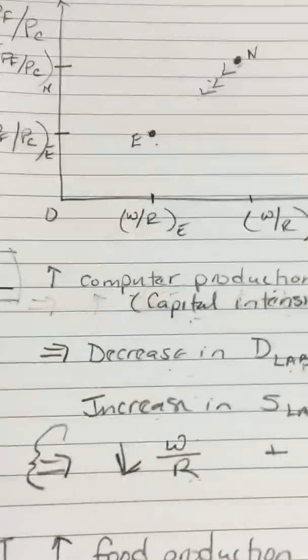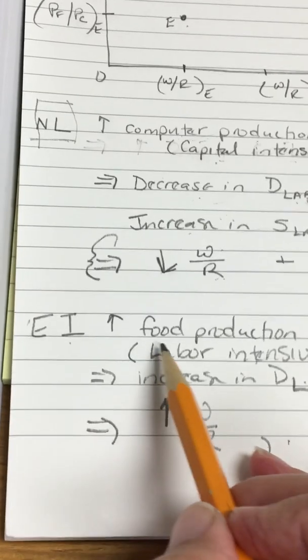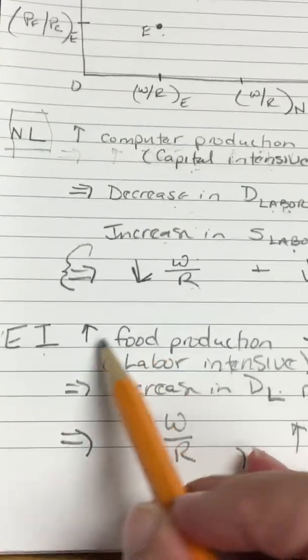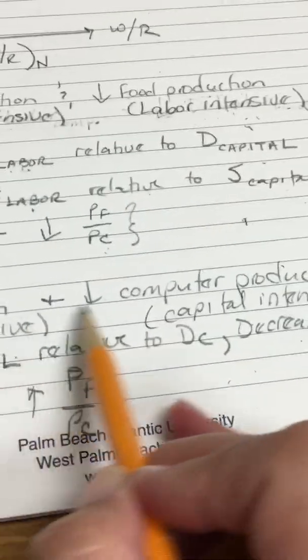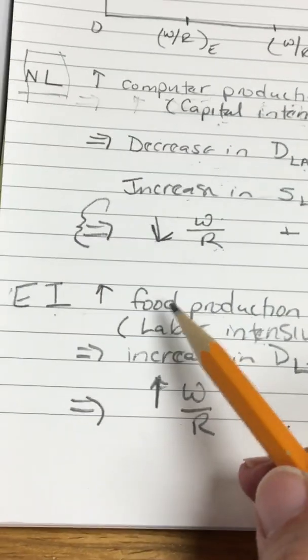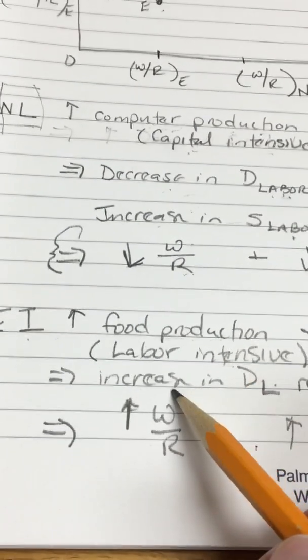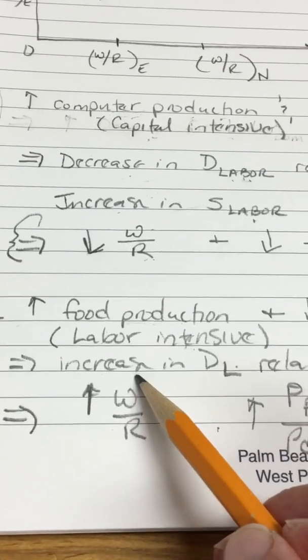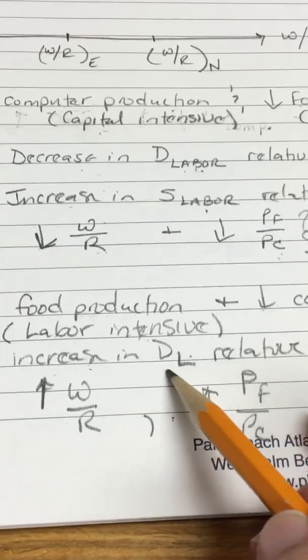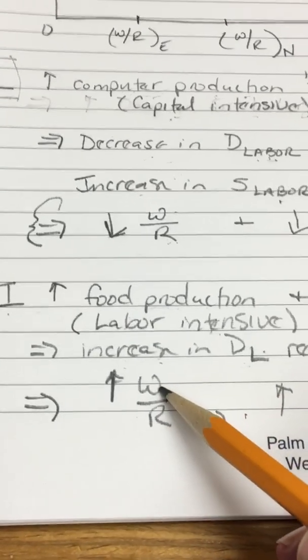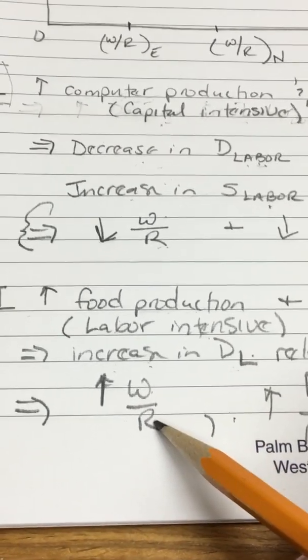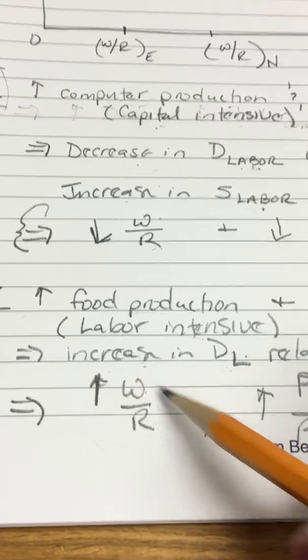Now we're going to do the same thing with Eastland. We said they're going to really focus on food production. So that's going to be an increase in the production of food, which is a labor-intensive good. There's going to be a decrease in the production of computers, which is a capital-intensive good. So if there's an increase in food production, there's going to be an increase in the demand for whatever input is used to produce food. In this case, it's labor. So we're going to get an increase in the demand for labor relative to the demand for capital. That's going to push up wage rates and at the same time push down rental rates. So that's going to cause this whole ratio to increase.